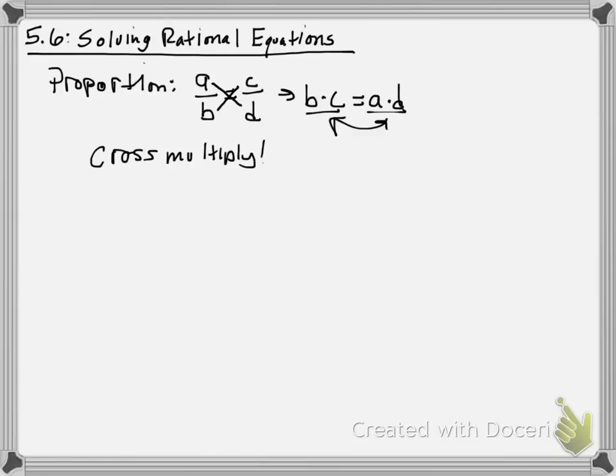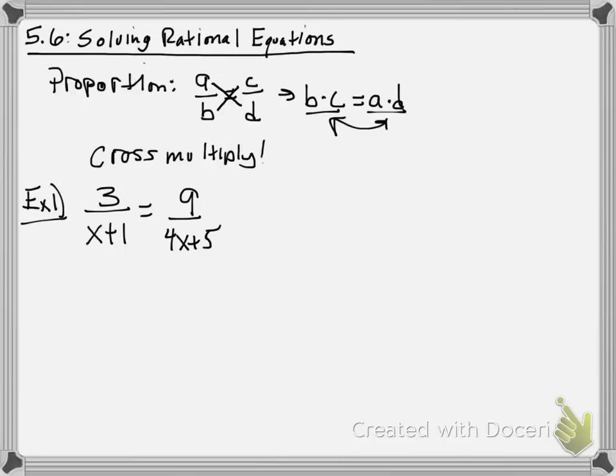You're probably not going to see something quite as simple as that. So let's look at an example, like what you're going to be practicing and being assessed on. Let's see something like this: 3 over x plus 1 equals 9 over 4x plus 5. This is a little bit more complicated, but it is still a proportion.